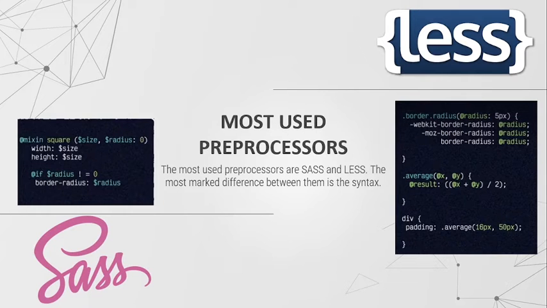Most used preprocessors. There are several CSS preprocessors to choose from. However, most CSS preprocessors add some features that don't exist in pure CSS, such as variables, mixins, and nested selectors, among others. These features make the CSS structure more readable and easier to maintain. The most used preprocessors are Sass and Less. The most marked difference between them is the syntax.